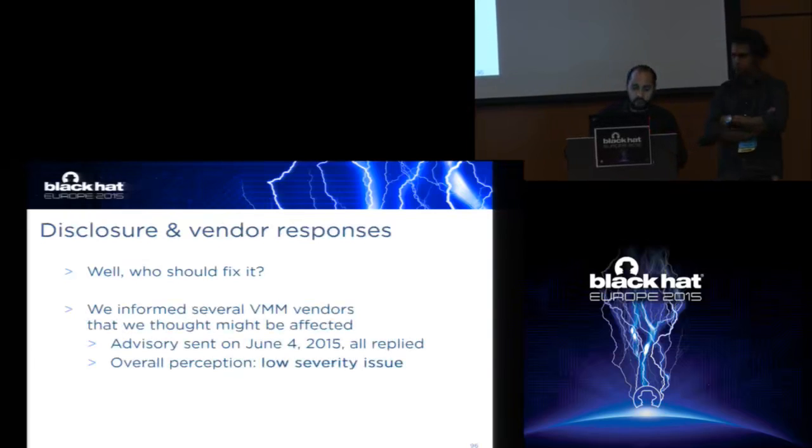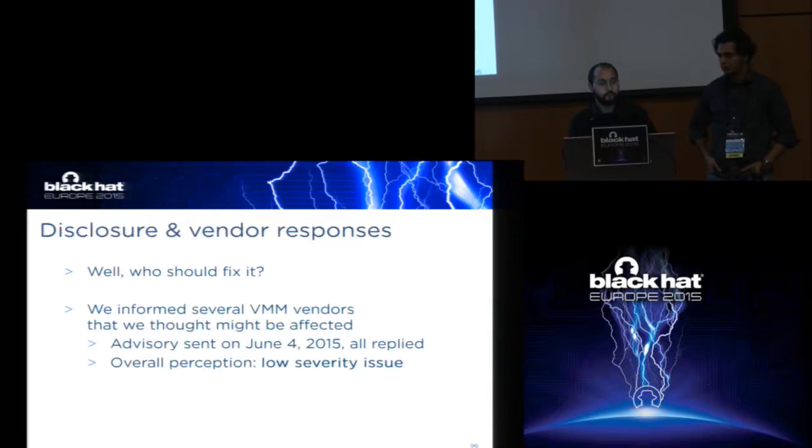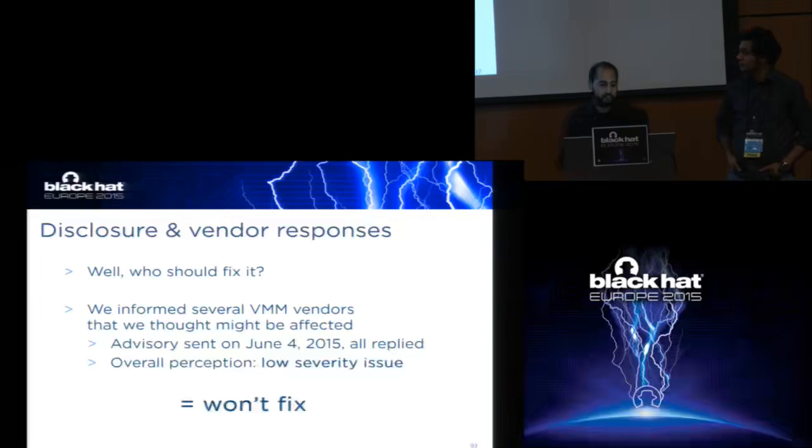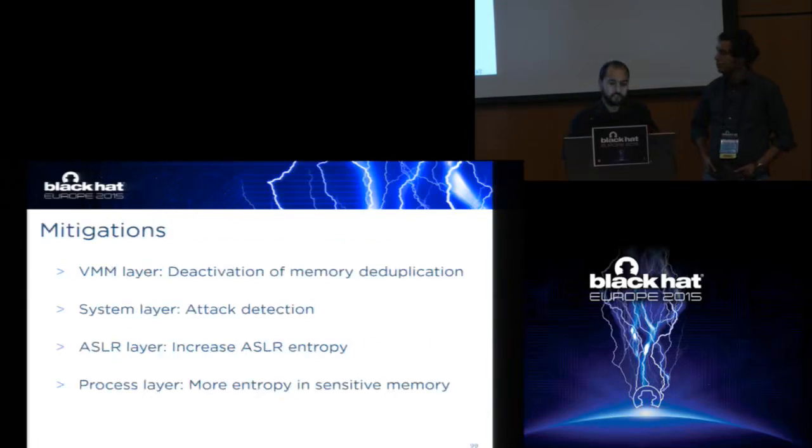So we informed, of course, several virtual machine monitor vendors that we thought might be affected in the beginning of June. We got replies from actually everyone, but the overall perception from the VMM vendors' point of view is that it's a low severity issue. They say, well, it's a feature, don't use it, right? If you think it's a problem, you can just configure it and then it's fine. So in the end, it seems that it will not be fixed. To some extent, of course, we understand that. If you think that the threat scenario might affect you, then just don't use it, right? But we propose certain mitigations as well. They were not very specific.